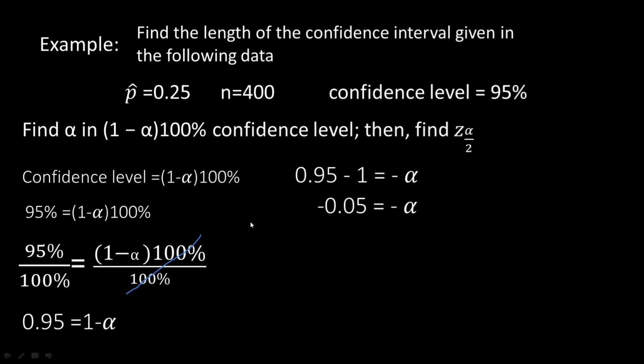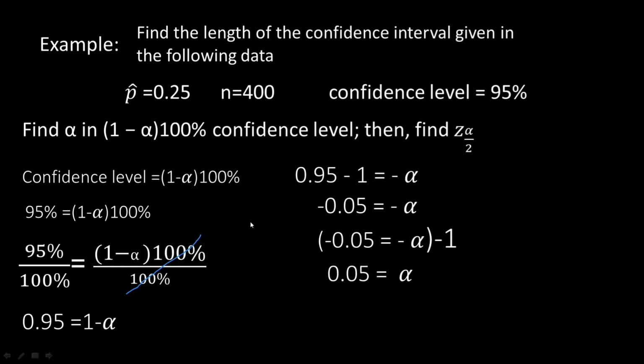And then, 0.95 minus 1 is equal to negative 0.05. And negative 0.05 is equal to negative alpha. To remove the negative in alpha, we will multiply it by negative 1. So when we multiply it by negative 1, magiging positive na siya. So, 0.05 is equal to alpha.